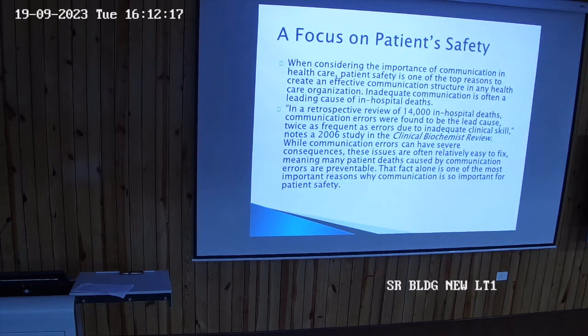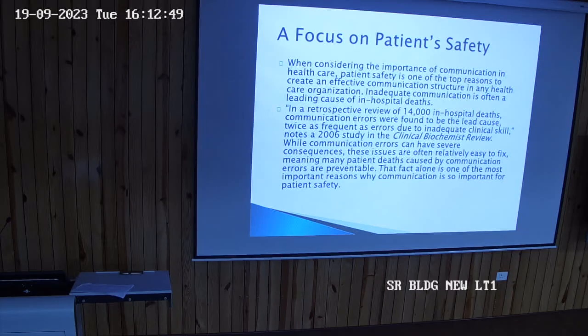In a retrospective review of 14,000 in-hospital deaths, communication errors were found to be the leading cause, twice as frequent as errors due to inadequate clinical skills. This has been studied by various doctors who work in various reputed hospitals. They say that two thirds of the deaths are the result of inadequate communication skills rather than inadequate clinical skills. So the doctors' inadequate clinical skills are not causing the deaths, but rather what is? Inadequate communication skills.